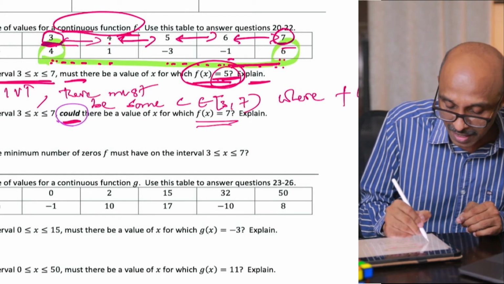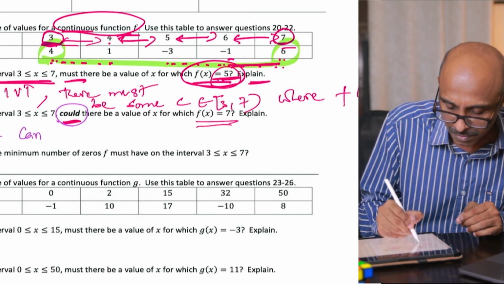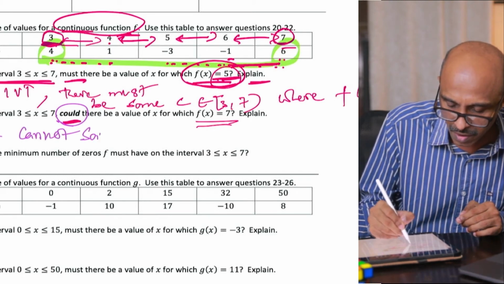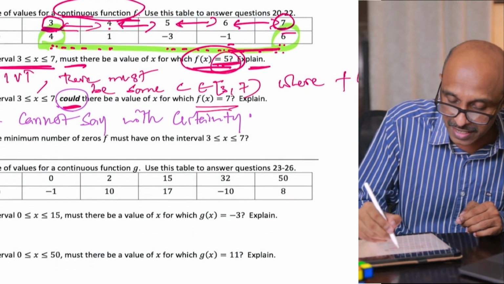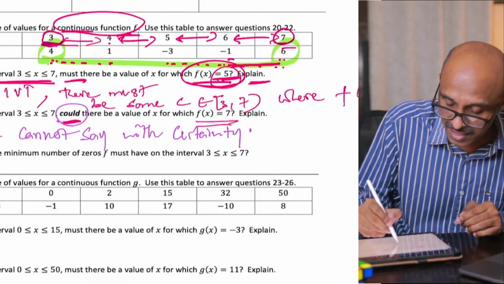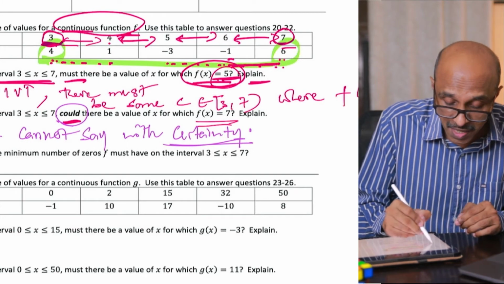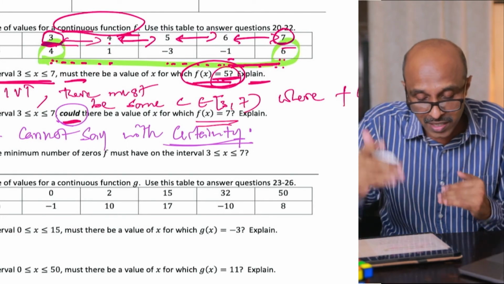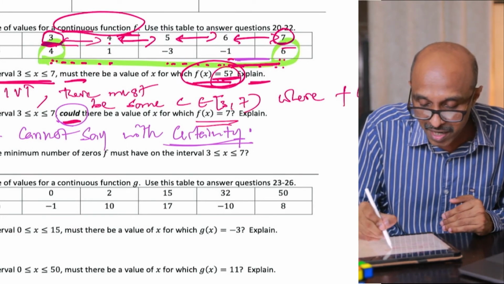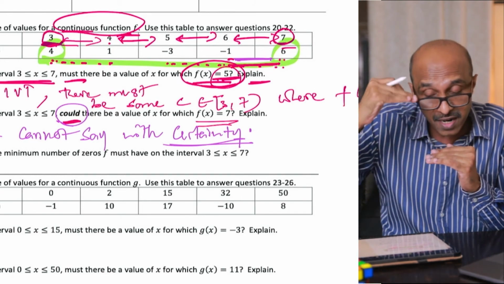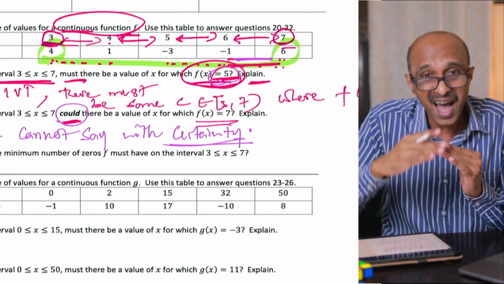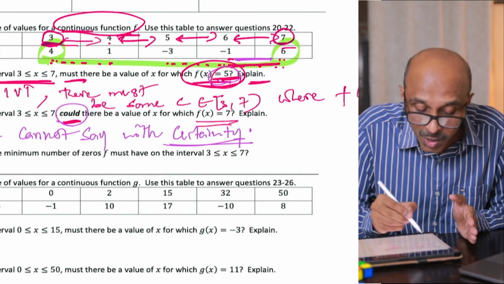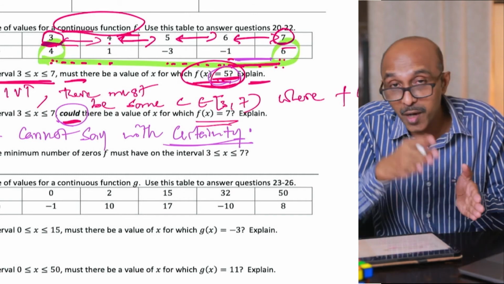So we'll say that we cannot say with certainty. That is the difference. We cannot say with certainty. That's the key word. This thing we can guarantee because the function is continuous, which means it's not going to jump from -1 to 6. It's going to take every real number in between -1 and 6, which means 5 is included. But the number 7 comes after 6. So the intermediate value theorem can only be applied to this table and not for values outside of this table.